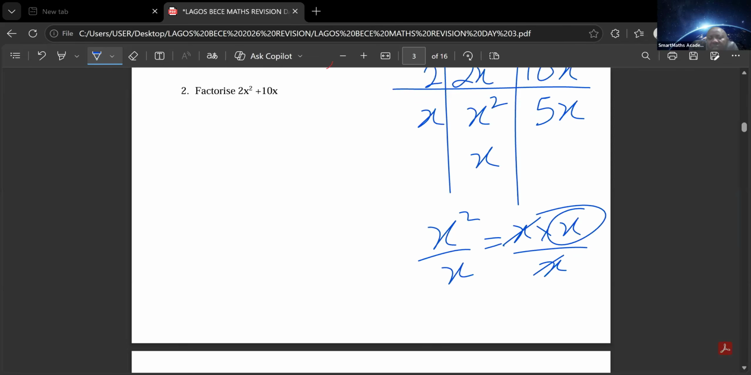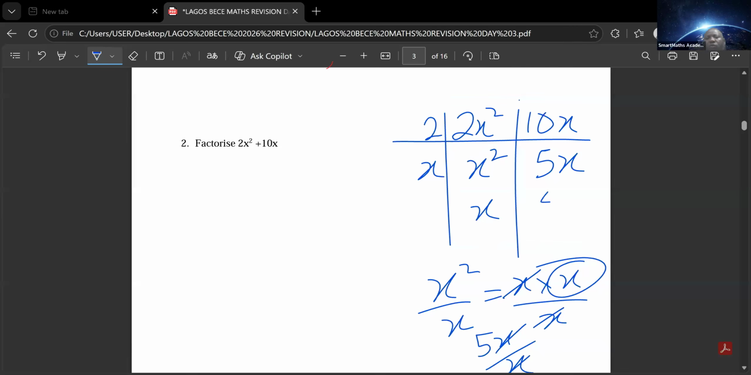Then 5x divided by x. X cancels x, remains what? 5. So nothing can divide again. So that is out. Our answer will then be 2 times x, that will be 2x outside. Open the bracket. What you have left is x plus 5. That's the answer.